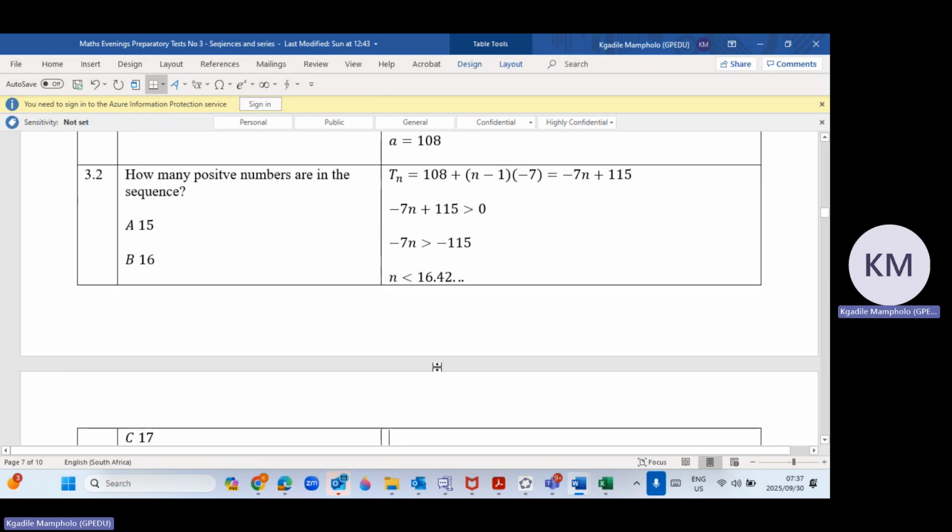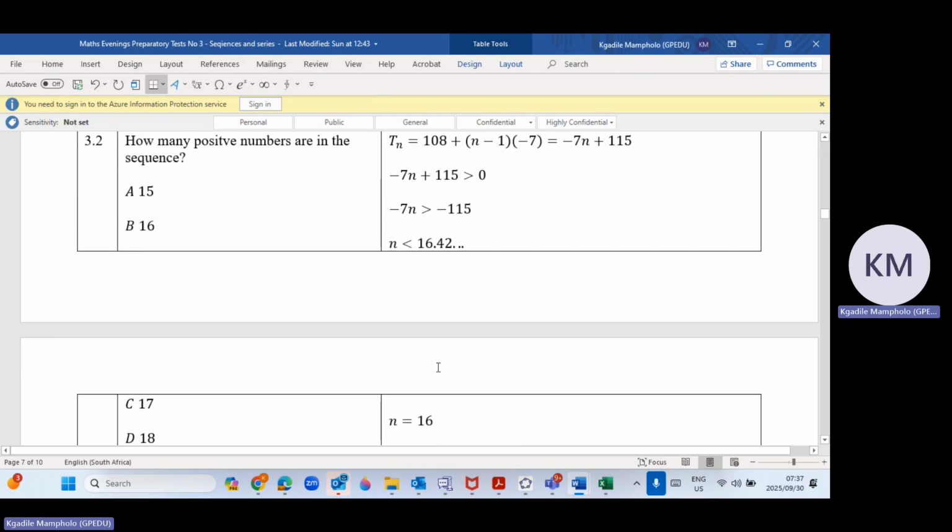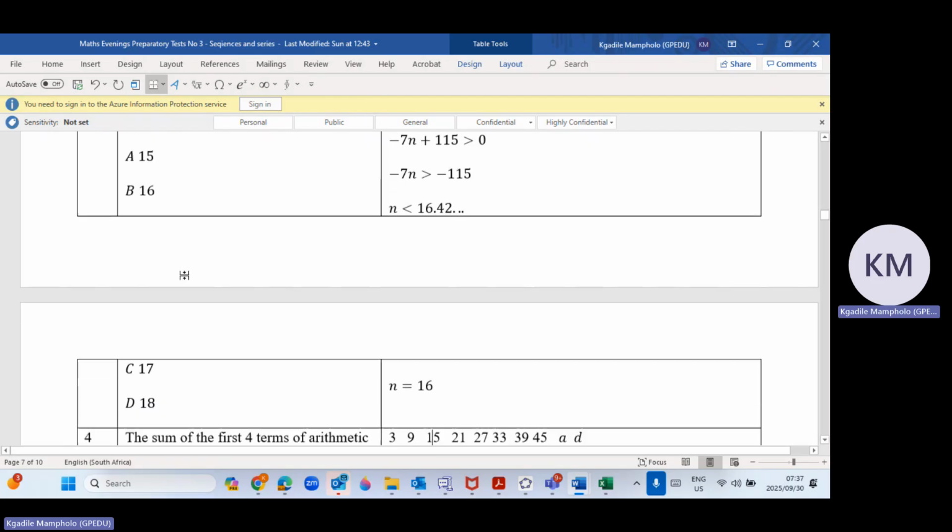So n is 16 in this case, because the nearest whole number will be 16. So it means in this sequence, we have 16 numbers that are positive. 16 of the terms are positive. Then from there they begin to be negative. So 16 terms in the sequence are positive numbers.